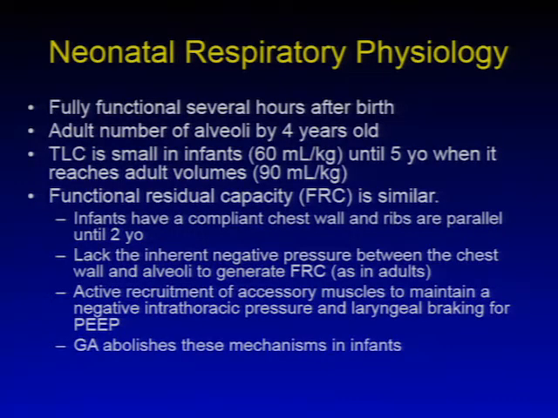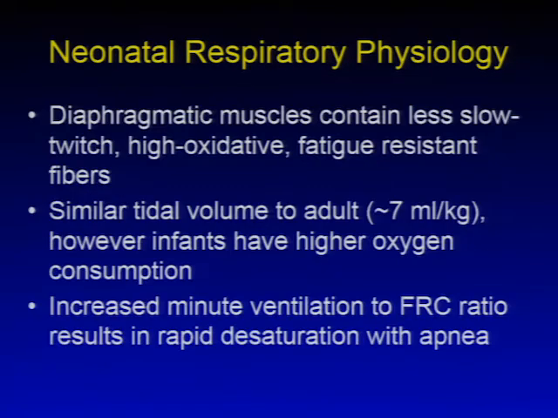The difference is that infants have a very compliant chest wall and their ribs are parallel until 2 years old. And this creates a lack of the inherent negative pressure between the chest wall and the alveoli to generate FRC as in adults. So children require active recruitment of accessory muscles to maintain the negative intrathoracic pressure. And they also use a phenomenon called laryngeal braking to generate PEEP. This is when they use their adductor muscles of the larynx to act as an expiratory valve during mid-exhalation or end exhalation to maintain PEEP by restricting exhalation. Unfortunately, when we administer a general anesthetic, most of these mechanisms are abolished, and under a general anesthetic, infants do exhibit a decreased FRC.